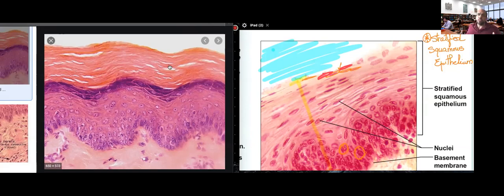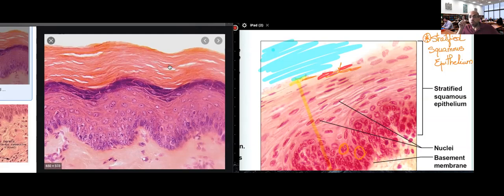So what do you think is the main function of this type of tissue? Remember, when we spoke about the simple squamous epithelium, one row of flat cells, we did mention that the main function is to provide minimal resistance. Here, having that huge number of cell layers, what's going to be my function? Protection. So it's providing protection to all the underlying tissues.